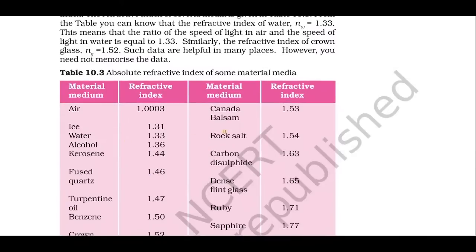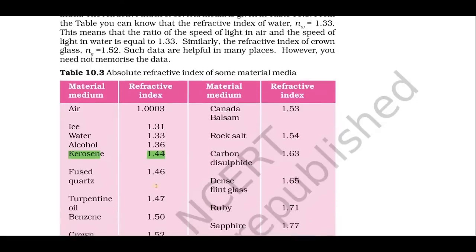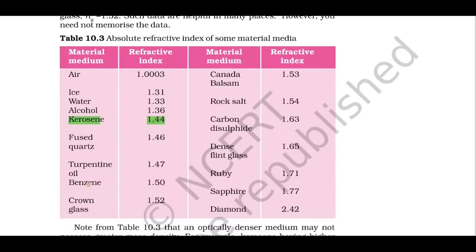Now you have a table here, the refractive index of different materials. The refractive index of kerosene is 1.44. What do you mean by this statement? This means that the ratio of speed of light in air to the speed of light in kerosene is 1.44. The refractive index of benzene is 1.50. What do you mean by this statement? This means that the ratio of speed of light in air to the speed of light in benzene is 1.50.